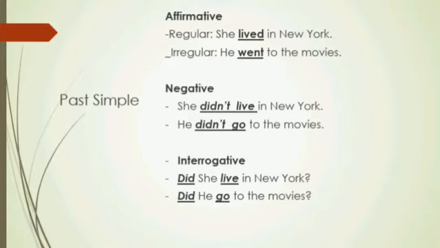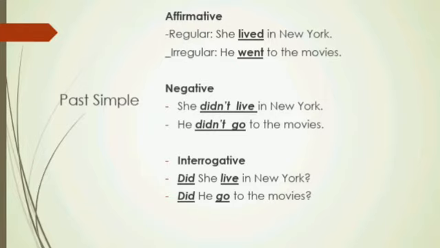We can see a sentence with a regular verb. She lived in New York. Lived is the past of live. Remember, when we form the past of the regular verbs, we add d or ed.